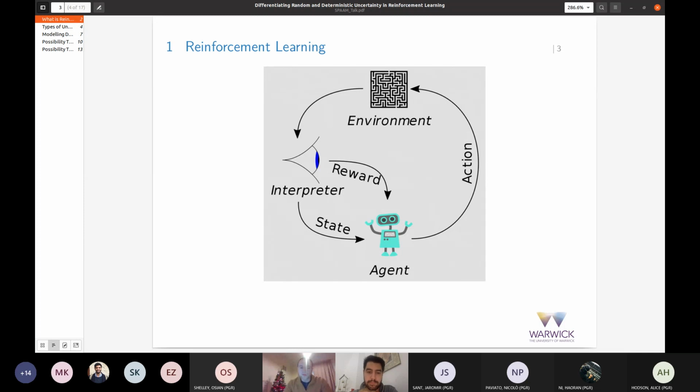And more formally, there's an agent at a state, which selects an action according to some policy. This will have some effect on the environment, and the effect is fed back to the agent through an interpreter in terms of a new state and the reward. And then based on that, the agent will update their beliefs about the environment and their policy about what actions to take, then take another action, and so on.